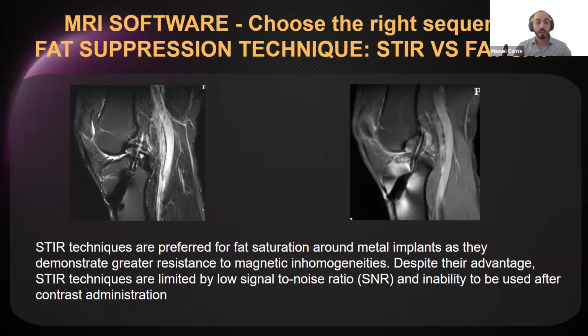The problem of the STIR is that we cannot use it post-contrast, because in the STIR we don't suppress just the fat, but we suppress all the tissue that has that specific inversion time. So post-contrast, if the lesion that we want to scan gets that inversion time, we are going to suppress it. So we cannot use the STIR after the contrast injection.